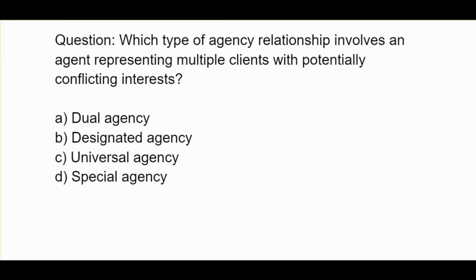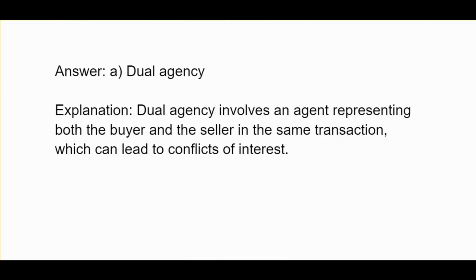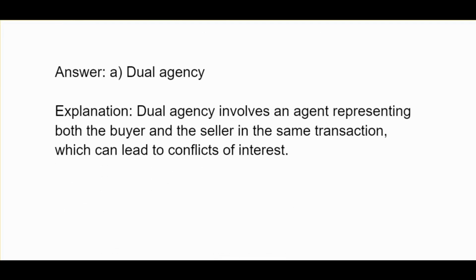Which type of agency relationship involves an agent representing multiple clients with potentially conflicting interests? A, dual agency. B, designated agency. C, universal agency. D, special agency. A, dual agency. Dual agency involves an agent representing both the buyer and the seller in the same transaction, which can lead to conflicts of interest.